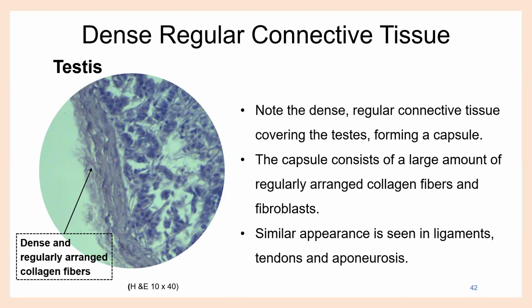So aponeurosis is actually when the muscle is there, even the muscle is covered by layers of connective tissue, right? And these connective tissue coming together will form aponeurosis, and also at the ends of each of the muscle will generally end with a tendon, right? So the tendon is dense regular connective tissue, and it is the tendon which gets attached to the bone, right? So you can see here the capsule of the testis, which has regularly arranged collagen tissues very tightly packed together, right?